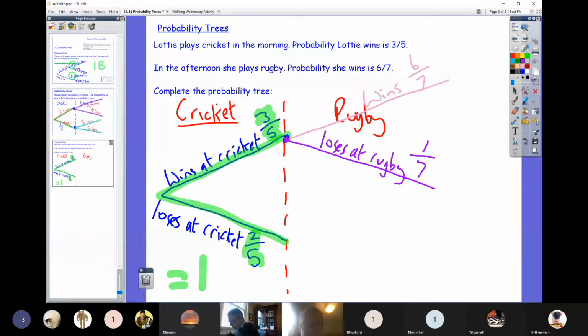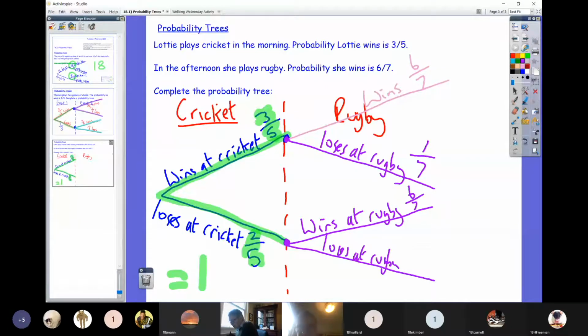That's what goes on had she won at cricket in the morning. At the bottom, we're considering what happens in the afternoon if she lost at cricket. Again, the question is telling us that they're not connected. Lottie, at lunchtime, just gathers her thoughts and goes and plays a game of rugby, and she's still got a chance of winning of 6/7, whether or not she won the cricket. So the 2 branches at the bottom are going to be a repeat of the rugby branches at the top. The chance she wins at rugby is 6/7, and the probability she loses at rugby is 1/7.